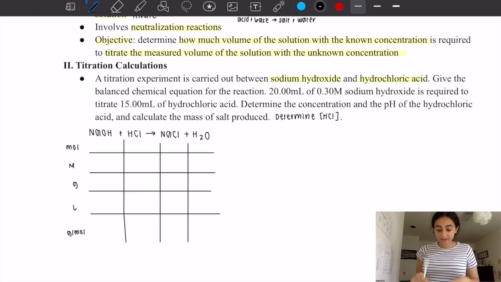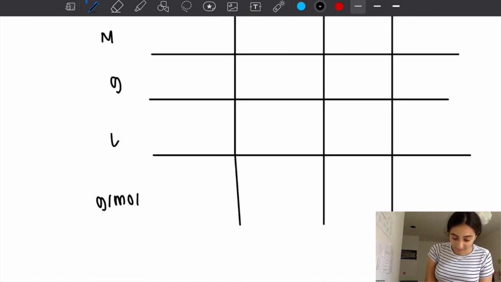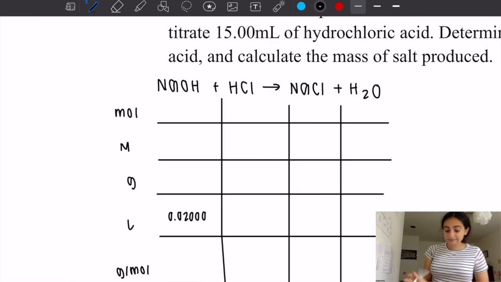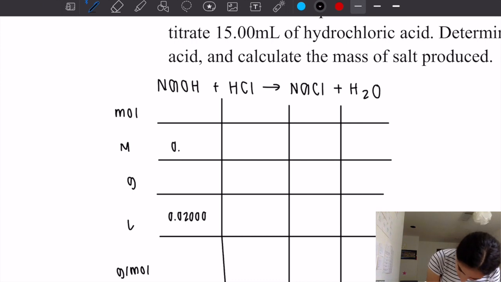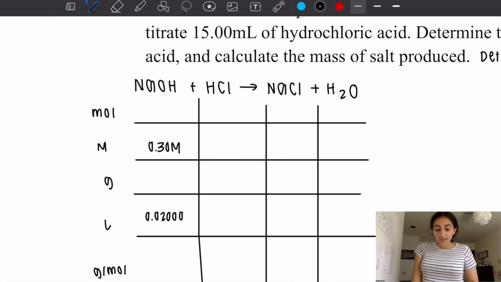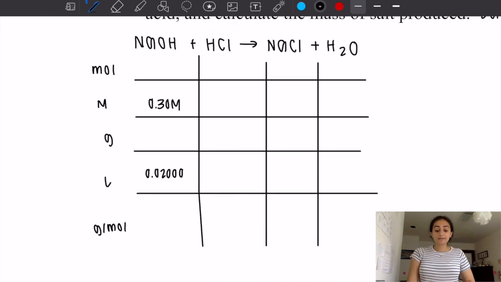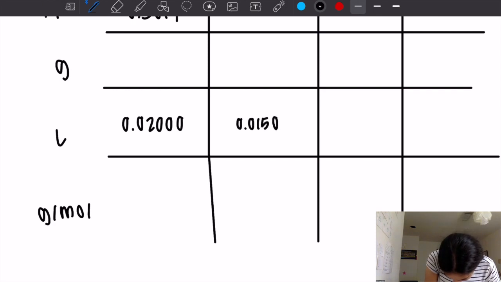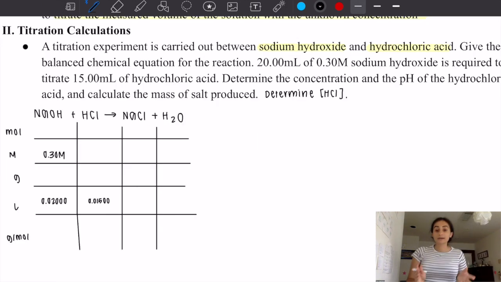So if we have 20 milliliters of 0.30 molarity sodium hydroxide, I'm going to put in that information. 20 milliliters is 0.02000 liters. And then our concentration of sodium hydroxide is 0.30 molarity. And then we have 15 milliliters of hydrochloric acid. So I'm going to put that in as well, 0.01500.